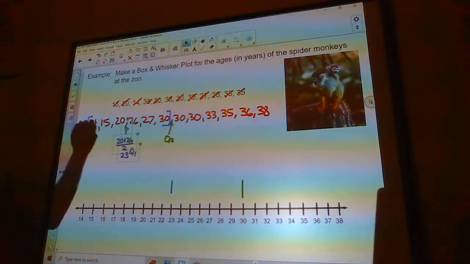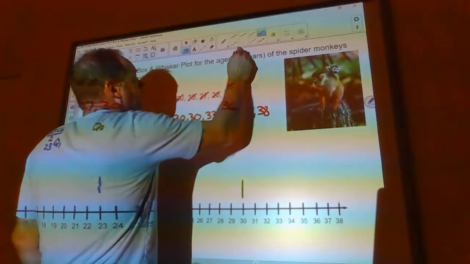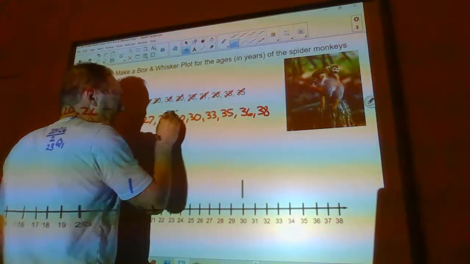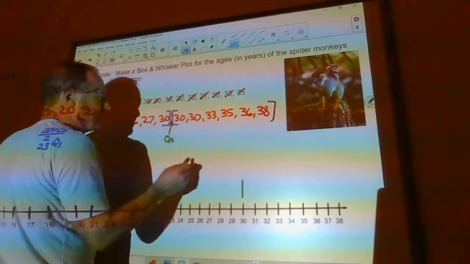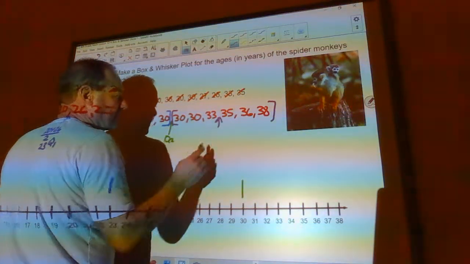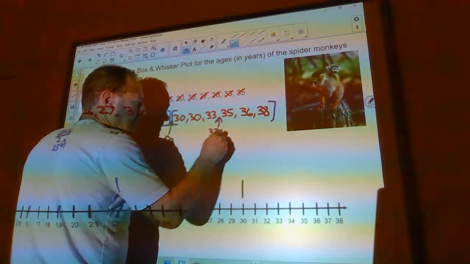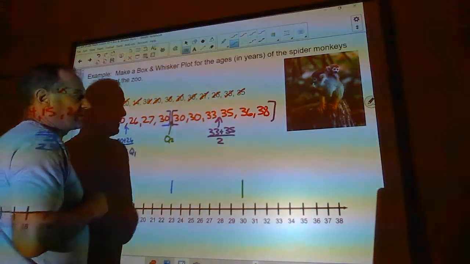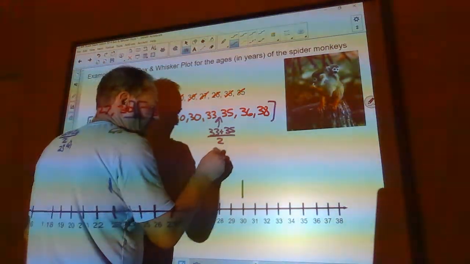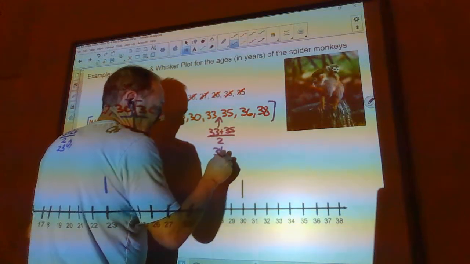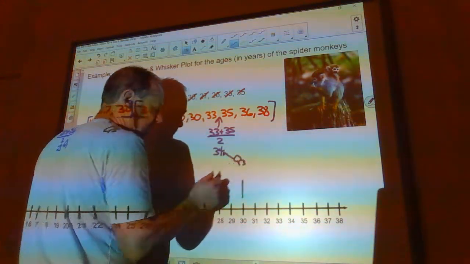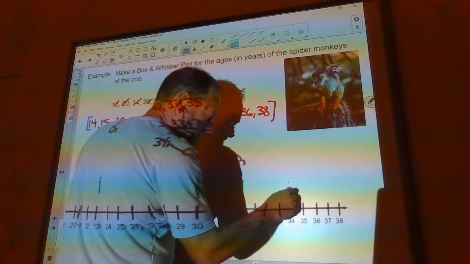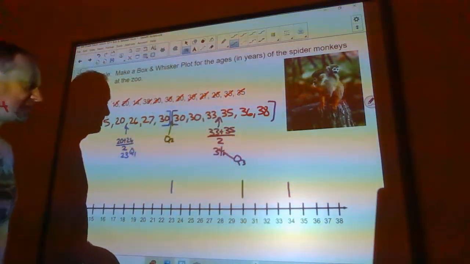Okay, so I'm going to take the top half of the data. That would be this. I'm going to find the middle. It's going to be between those two right there. So I'm going to take 33 plus 35 divided by 2. It's going to be 68, divided by 2 is going to be 34. That's going to be Q3. So I go over here to 34, and I put a bar right there.